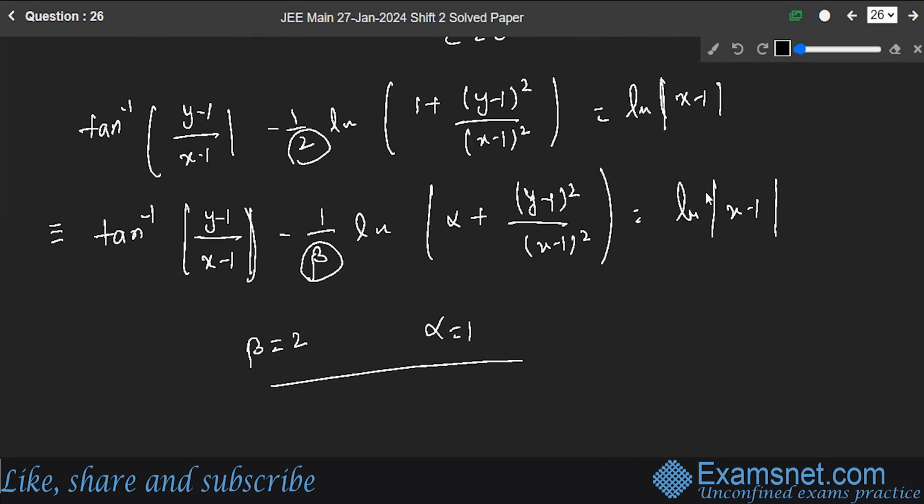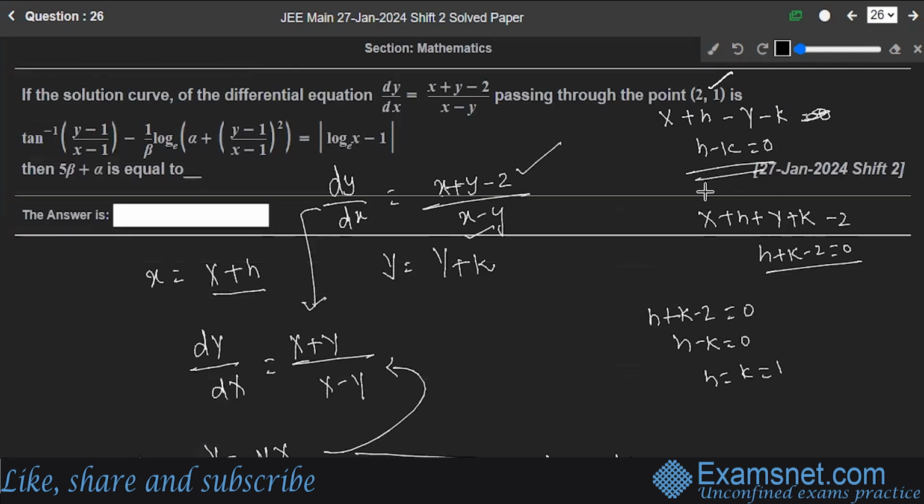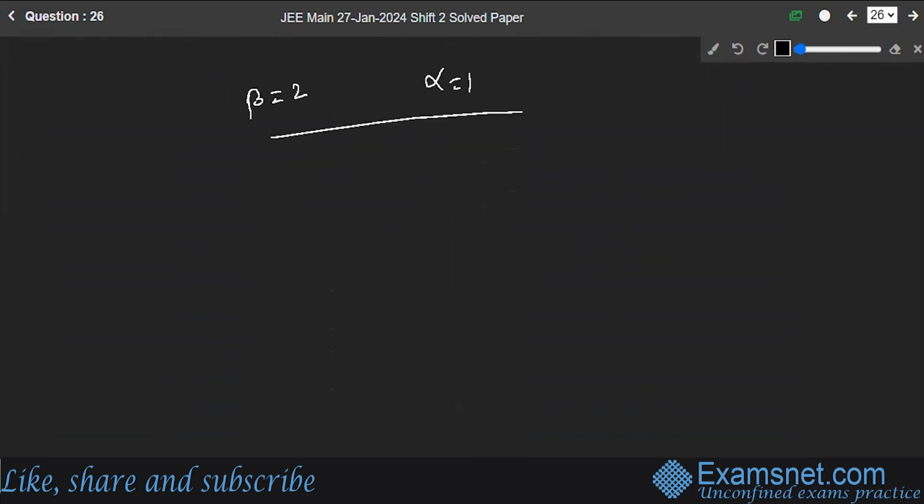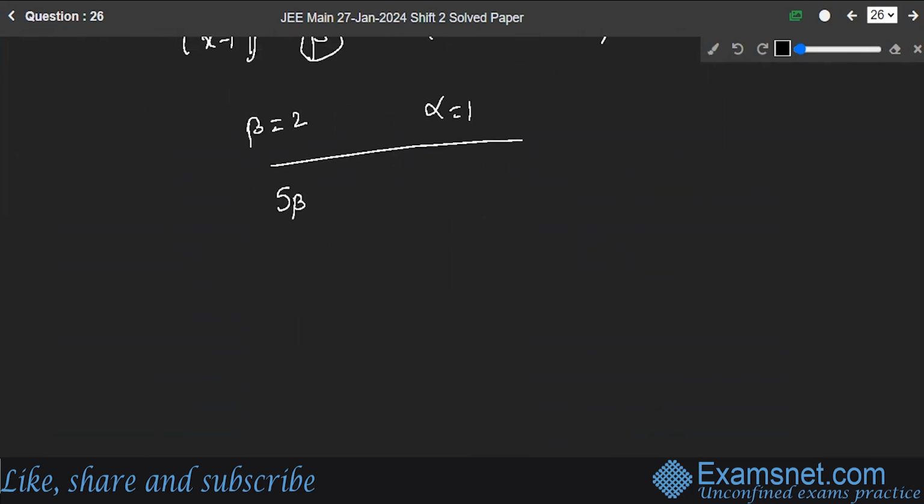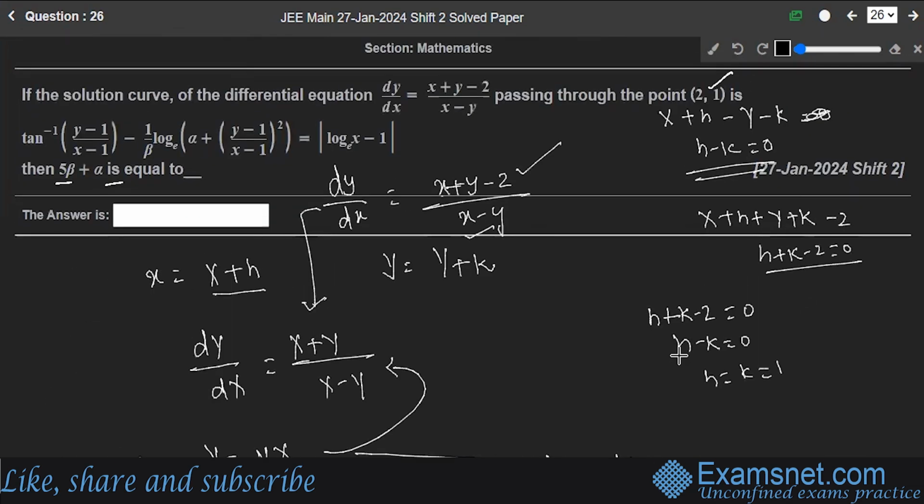So easy, right? After so much work, you got such simple values. You have to find out 5 beta plus alpha. So 5 beta plus alpha gives you 11. Simple as that, right? That is the answer to the question. Answer is 11. Hope you're clear. Next is the next question.